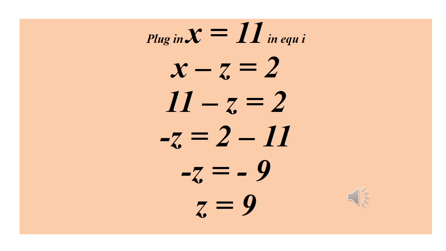So we'll plug in the value of x, which is 11 now, in equation 1. Equation 1 is x minus z equals 2. So plugging in the 11 as x, we have 11 minus z equals 2. If we collect the like terms, we have minus z equals 2 minus 11. Then minus z equals minus 9. The minus cancels, so z equals 9.